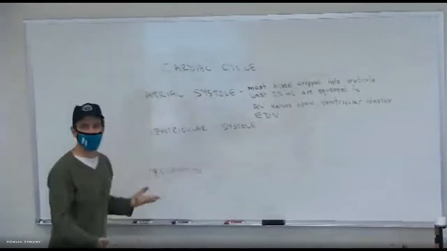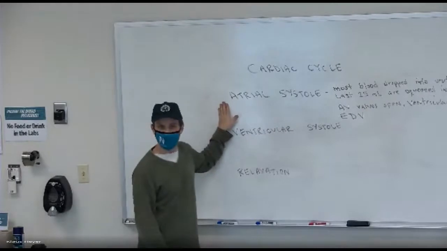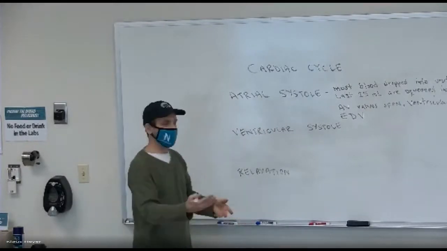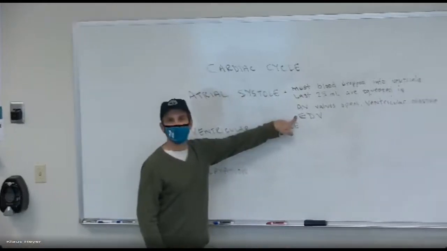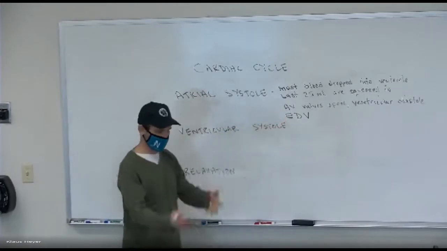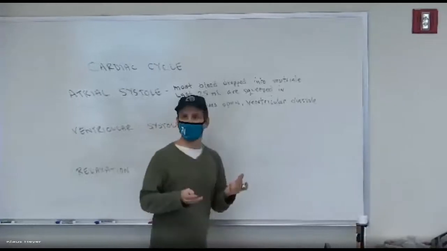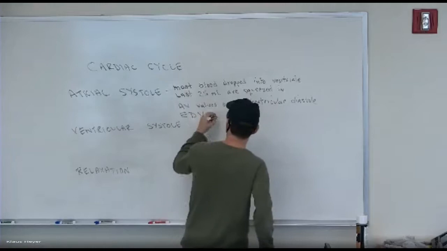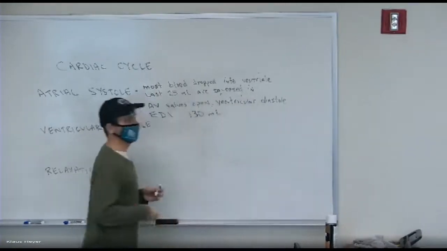So how much blood's in there? I mean, that was the atrium's job, right? The atrium receives the blood and gives it to the ventricle. How much blood did the atrium give to the ventricle? That's what EDV is, end diastolic volume. That's how much blood the atrium ended up giving to the ventricle. And the number, I don't care about the number, to be honest, but it's around 130 milliliters.